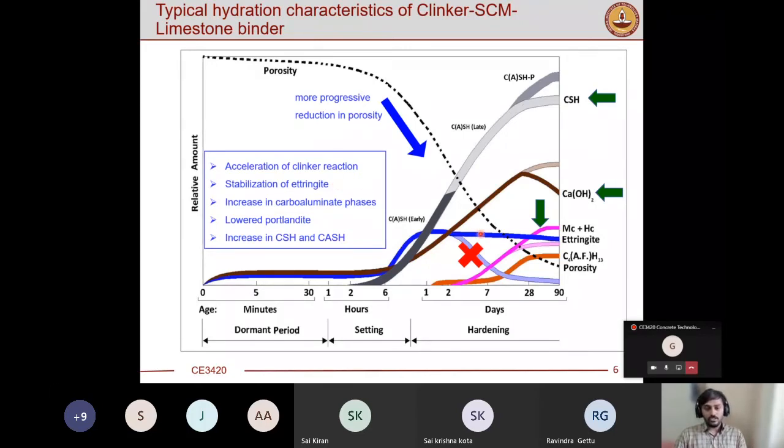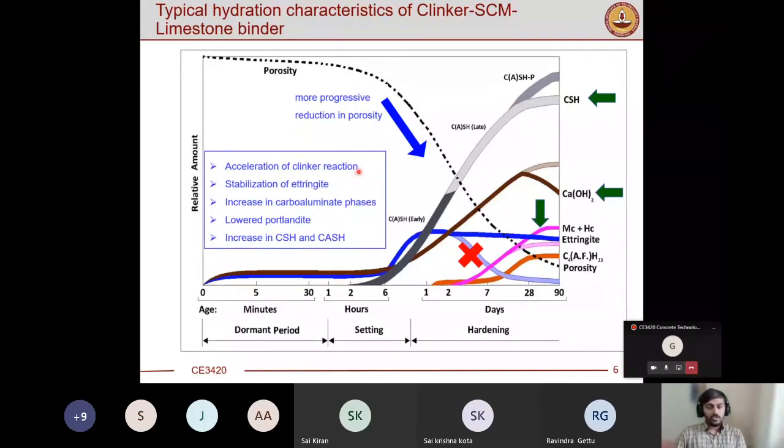So this ettringite which is stable will rapidly contribute to reduction in porosity because of the density differences. And then you have an increase in carboaluminate phases, lowered portlandite and formation of pozzolanic CSH. So you have a combination of all these 5 reactions which happen over a period of time, providing some kind of synergy to the reduction in porosity. As we all understand, when you are able to reduce the porosity, you will drastically improve properties both in terms of your strength as well as durability, right? So we'll look at that.